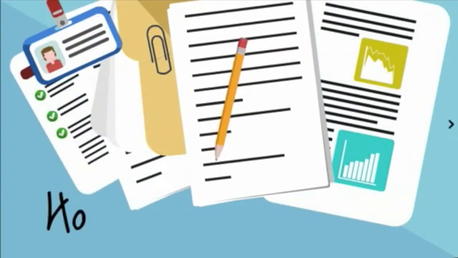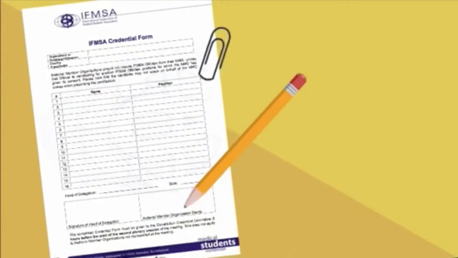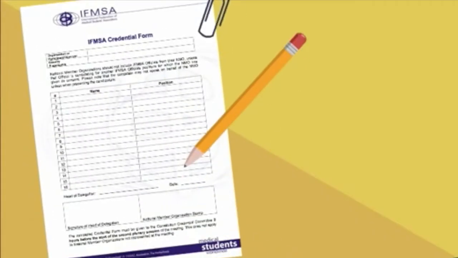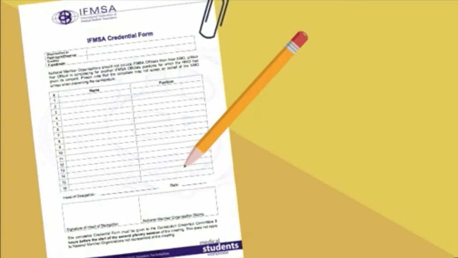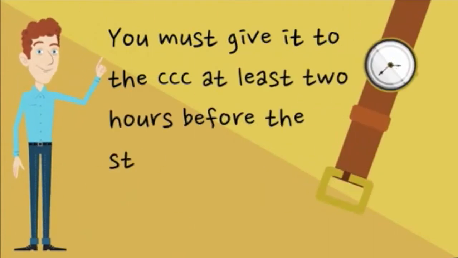In this video, we will learn about filling out different forms. First, you will find the Credential Form. You will need to fill this and give it to the Constitution Credential Committee at the latest 2 hours before the start of the second plenary. Without this, you will not have voting rights, nor speaking rights at the plenary.